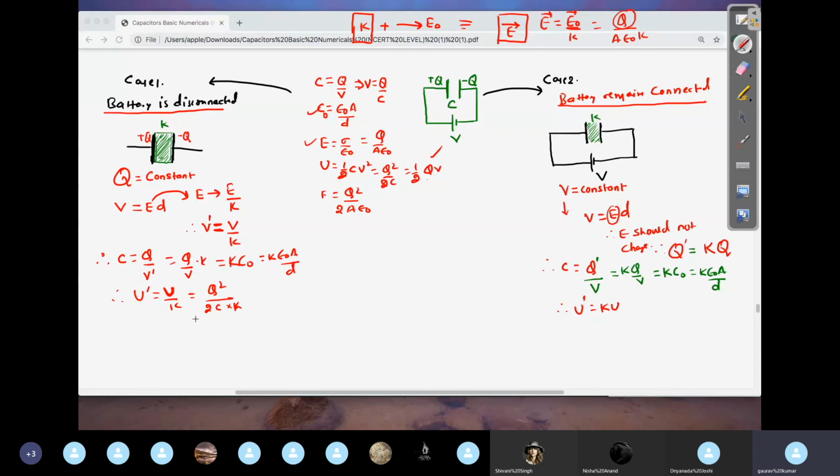Coming to force. Force depends upon charge. So what will happen? Force will remain same. It is not going to change in this case. In the other case, force will become what? K square times of F. This is what you have.